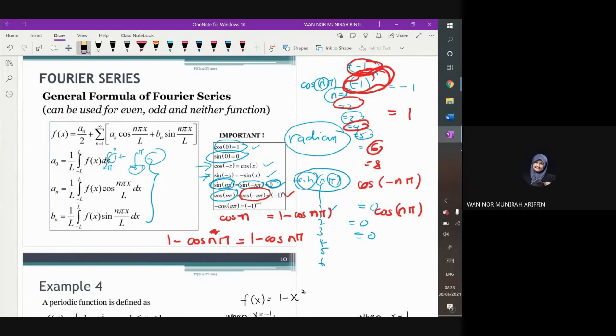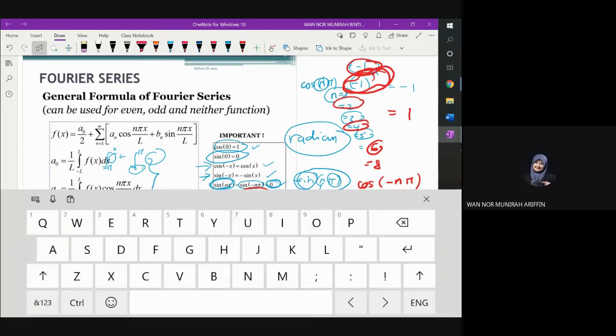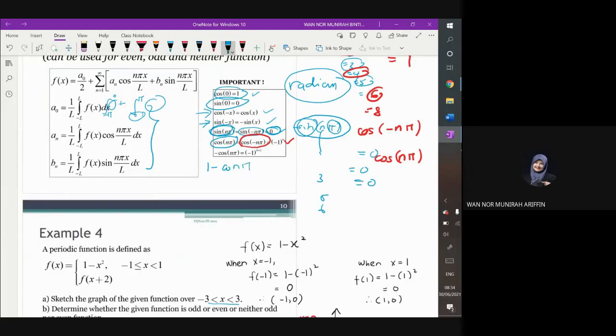But as you try to do exercises in the textbook, you will find 1 minus cos n pi. Why does the book give the answer 1 plus something? The answer here should be 1 minus cos n pi, which is 1 minus negative 1 to the power of n. But why does the textbook give the answer 1 plus negative 1 to the power of n plus 1? You calculate it like this: 1 minus cos n pi is 1 minus negative 1 to the power of n, right? That is based on what we learned here. But why does the textbook give this answer?